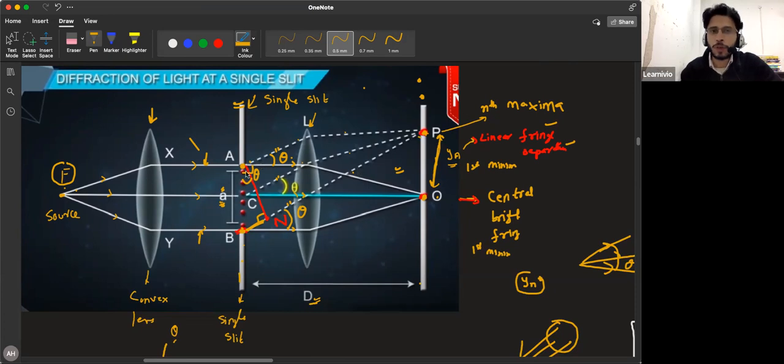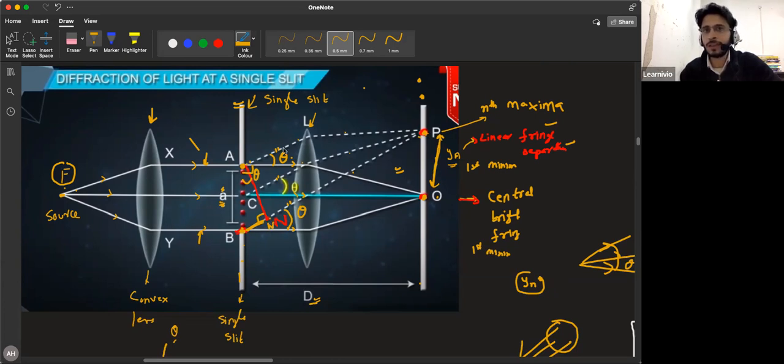For that difference, what we do is drop a perpendicular over here. The name of the perpendicular is N. After dropping this perpendicular, AP and NP are equal. This perpendicular divides this line, this wave, into two parts.